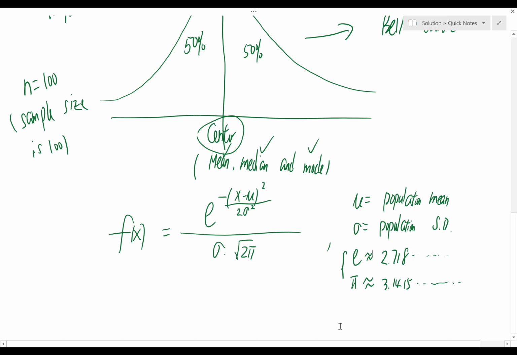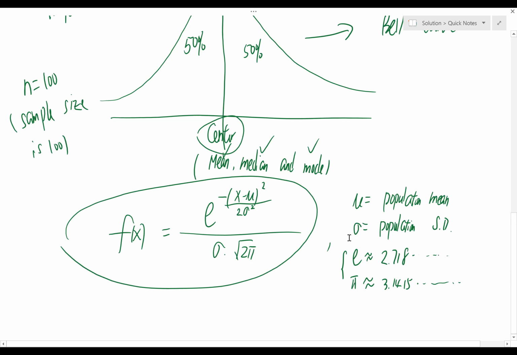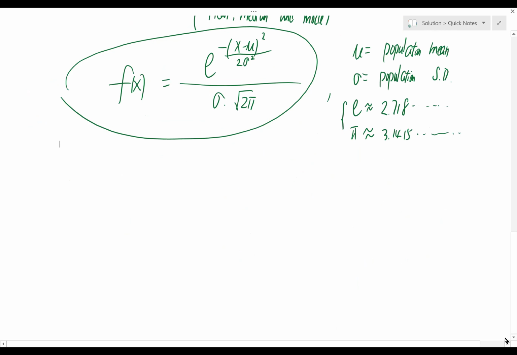X represents a continuous random variable, and this is the formula to represent the bell curve. But again, just know that it's a formula used for the bell curve, but you don't have to memorize any of this. You should focus more on the application of this normal distribution.